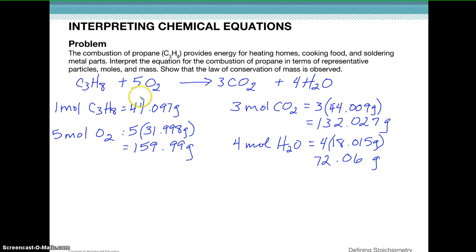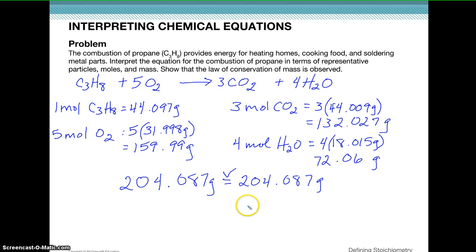Okay, now let's show that they're equal. If we add 44.097 plus 159.99, that gives us 204.087 grams. If we add 132.027 plus 72.06, that gives us 204.087 grams. So yes, the balanced equation does observe the law of the conservation of mass.